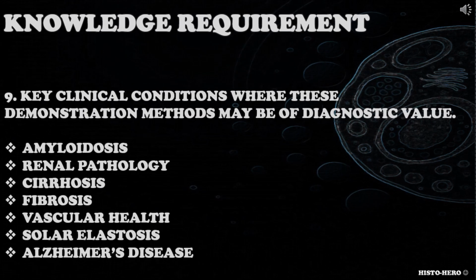The ninth knowledge requirement is for you to know the key clinical conditions where these demonstration methods may be of diagnostic value. What clinical conditions can be detected by using demonstration methods for extracellular proteins and connective tissue? What is their diagnostic value? Consider amyloidosis, renal pathology like nephropathy, cirrhosis, fibrosis, vascular health, solar elastosis, Alzheimer's disease, and many others.